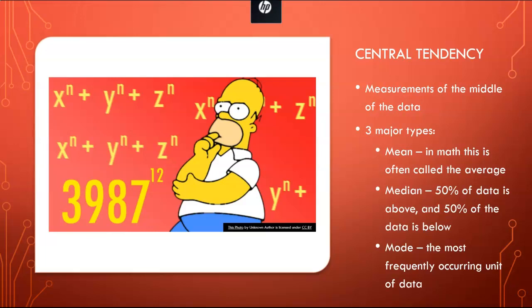Median is what might be called a true middle. Half the data is above the median and half the data is below it. Mode is the most frequently occurring unit of data. Each has its strengths and weaknesses when it comes to measuring the middle of the data.